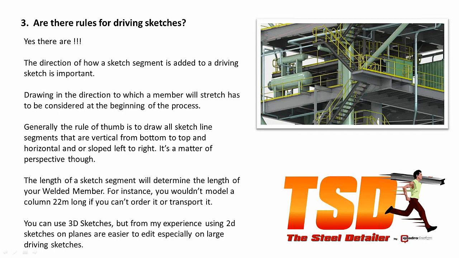The length of a sketch segment also will determine the length of your welded member, so that when you insert your welded member on your sketch segment, the last thing you want is a really large column that you just can't water or transport. So think about how you would do your driving sketch. I've seen people put grid lines on for columns that go from the bottom of the structure all the way to the top of the structure, and they're going to be 50 metres long. Well, you might want to put a splice point in there somewhere, or two.